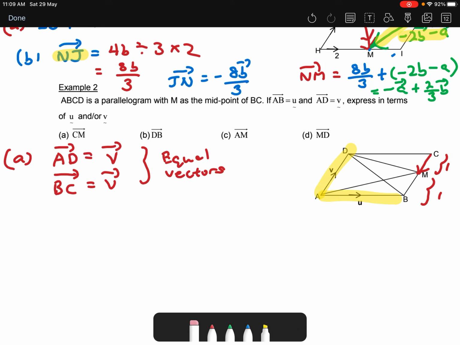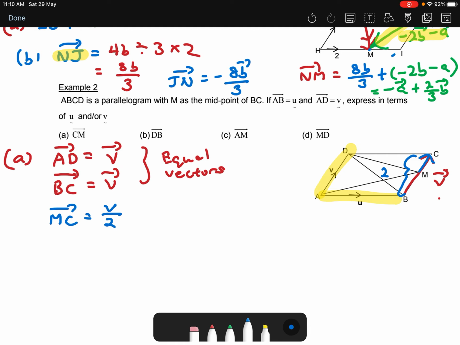Okay, so now I have BC, which is your V, right? So I can find what is your MC. So MC is here from M to C. I just simply need to divide by 2 because the whole of this is 2 units. I only want MC, right? So M is the midpoint, means that I need to divide by 2 in order to get my MC. So MC is equal to V over 2.